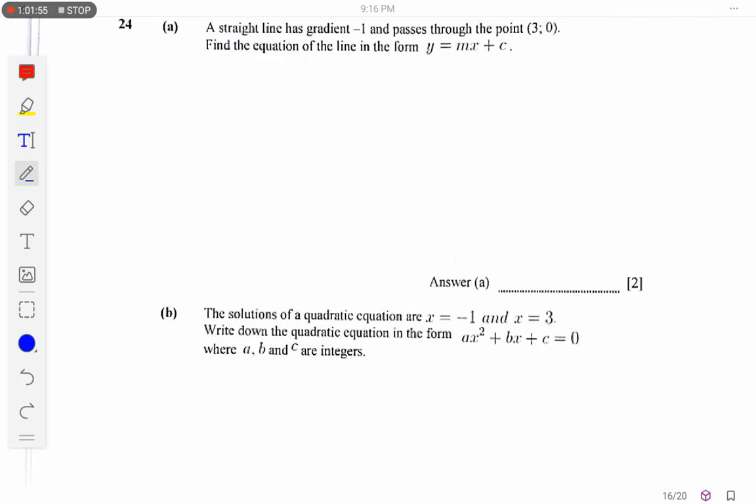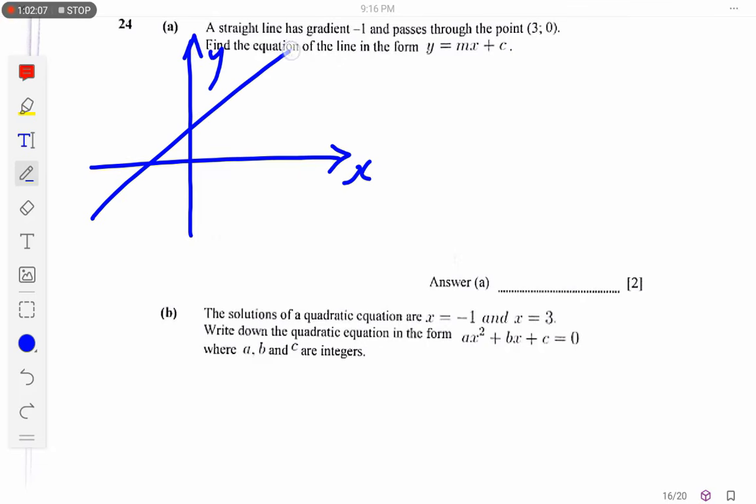c is the intersection point where our graph line is going to cut the y-axis. Let me draw. If our graph was going to be, this is x, this is y, where it's going to cut, that's our c, the intersection point. Okay, let me go on to our question now that I have highlighted this.